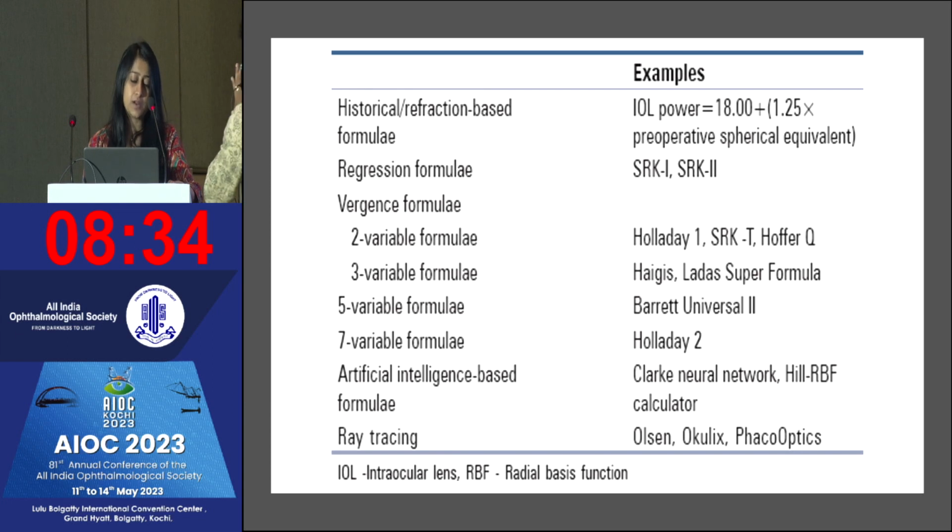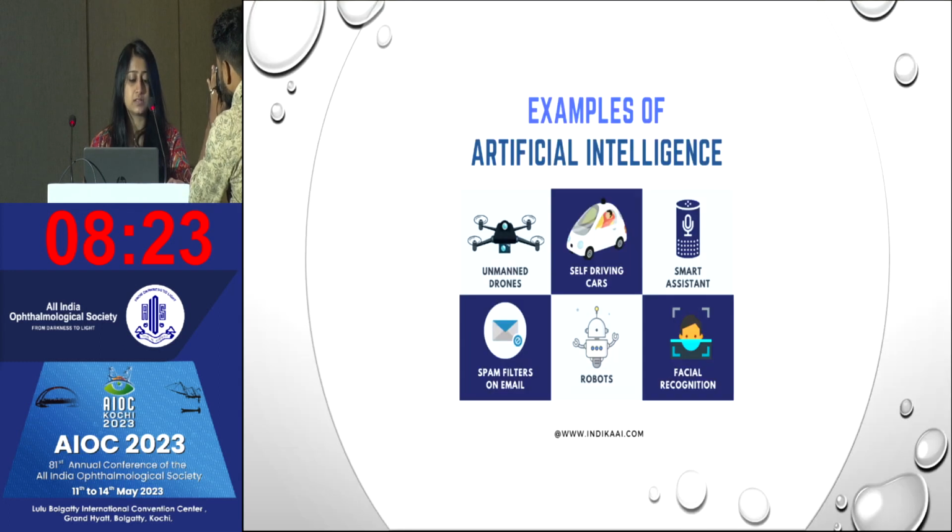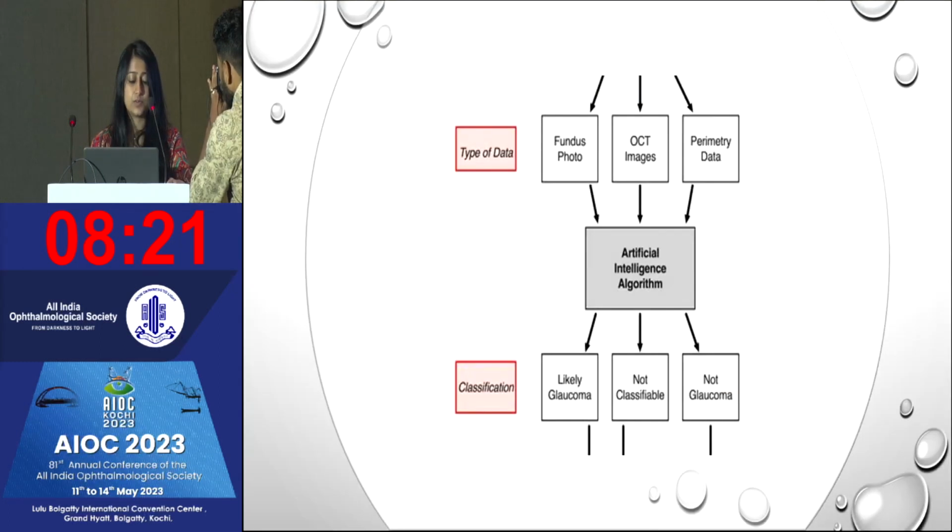Over here, you can see that multiple formulas are required. We've all had these formulas, we're aware of them. However, the artificial intelligence based formula, that is Clark Neural Network or Hill RBF calculator, also exists, making it as easy as possible. And another example is when you have to assess the disc status in glaucoma patients.